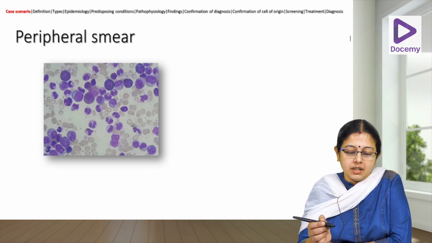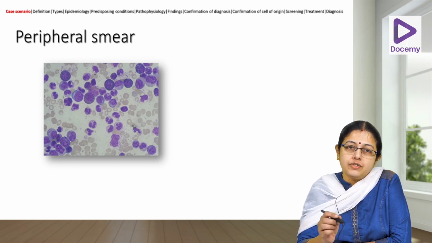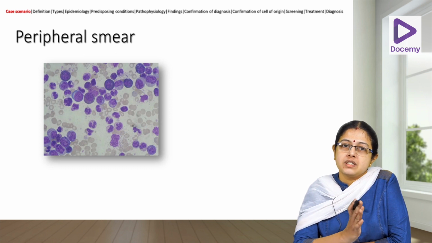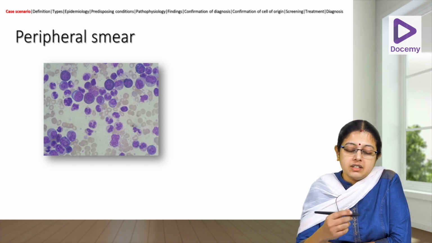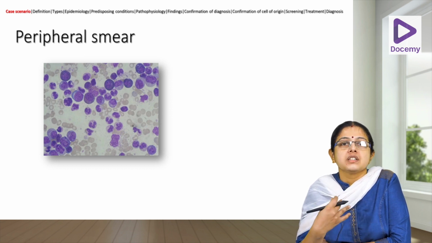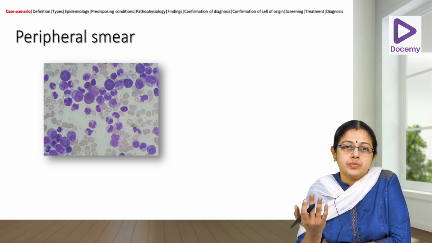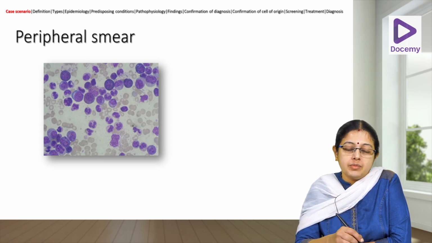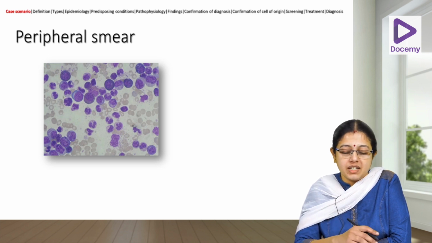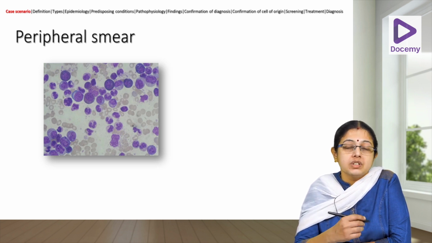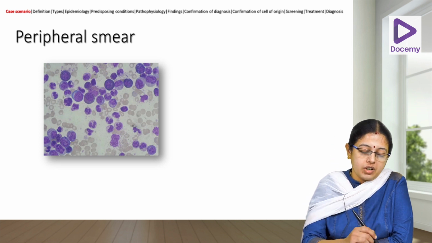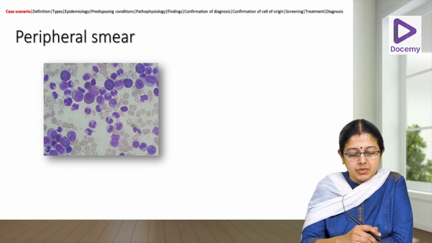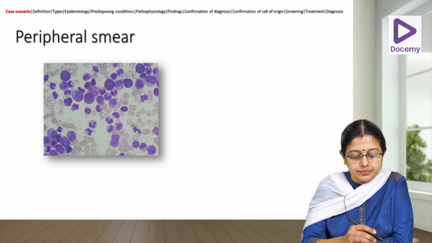Okay, so when you look at the peripheral smear, you have all types of myeloid cells, the myeloblast, the promyelocyte, the myelocyte, the pronormoblast, everything coming into the circulation. And you have the mature cells, the band cells, everything is there in the peripheral smear. So this is a case of chronic myeloid leukemia. We'll come to the treatment again at the end of the presentation.